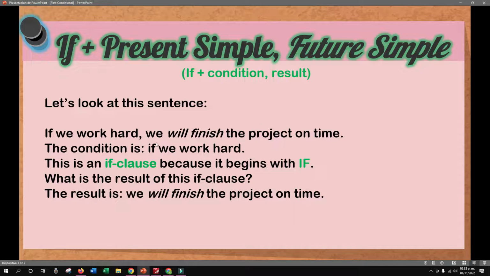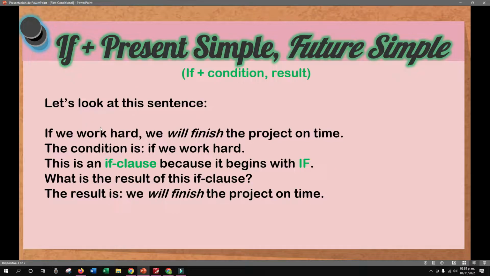So, if you notice, we have in the if clause, simple present, right? If the subject, we, work in simple present, hard, that would be the complement, comma, don't forget the comma, then the main clause or the result, we will finish the project on time. Entonces, si se fijan en la main clause o en el resultado, están utilizando el futuro will. The condition is, if we work hard. This is an if clause because it begins with if. What is the result of this if clause? The result is we will finish the project on time, right?